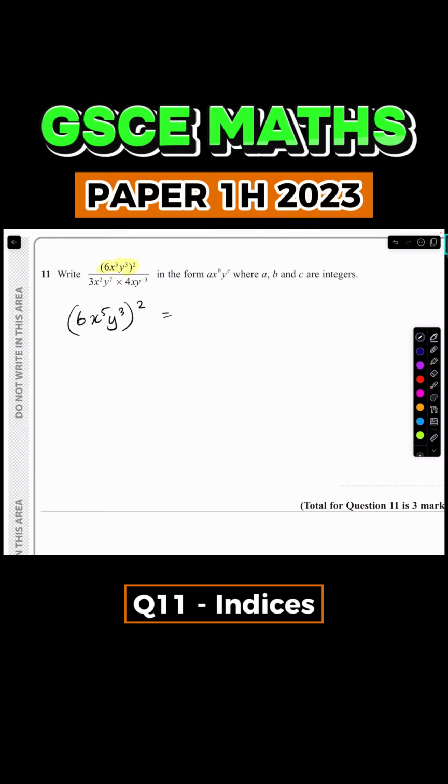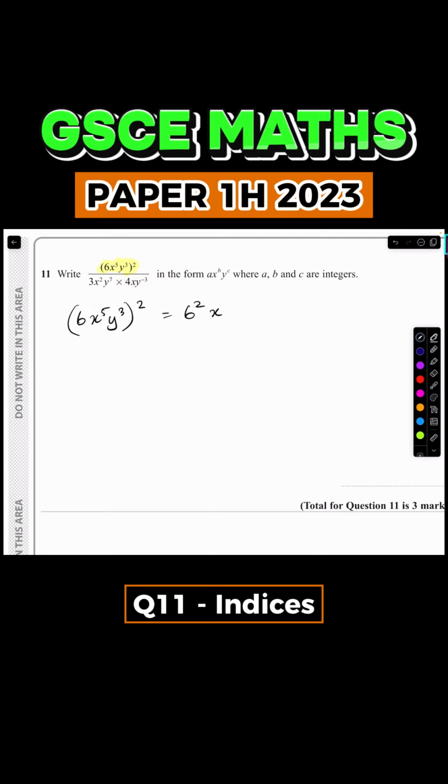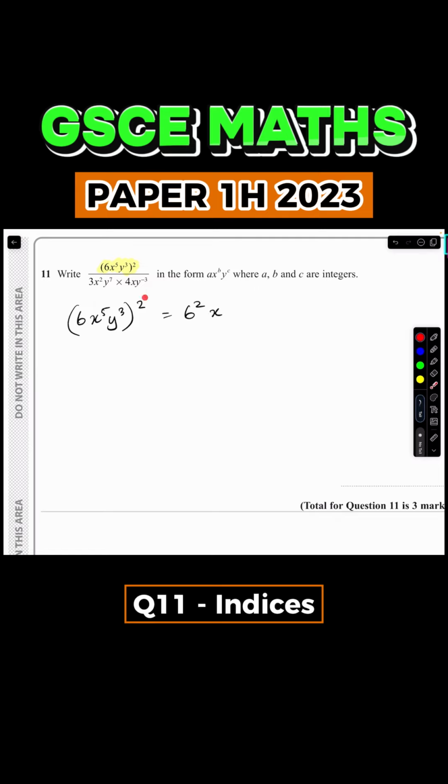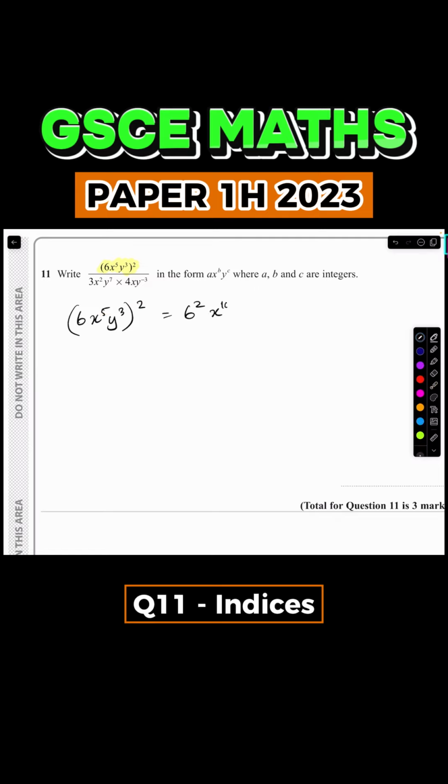We get 6 squared, x to the power of 5. Now remember, you multiply the 5 and the 2, so that becomes a 10. And y, you do the same. So 3 and the 2, that becomes 6. So 6 squared is 36, x to the 10, y to the 6. That is the top.